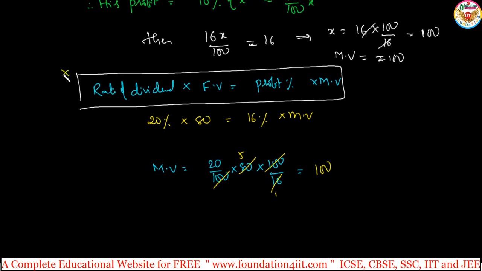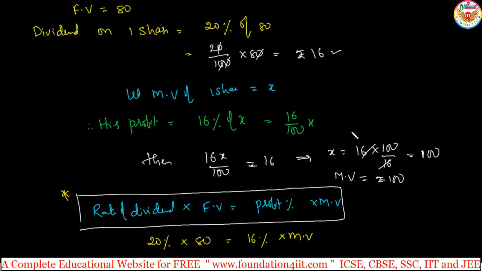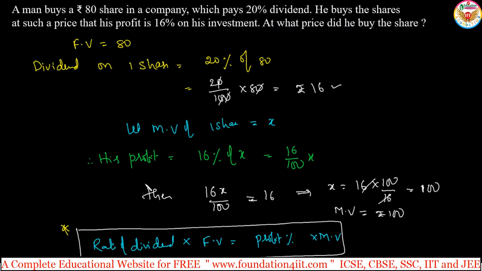Okay, this is the formula you can also apply for shares and dividend: rate of dividend into face value is equal to profit percentage into market value. It will be the same. Okay, so these are the problems where, to find the market value, you can apply this.